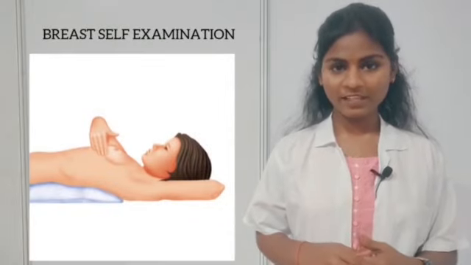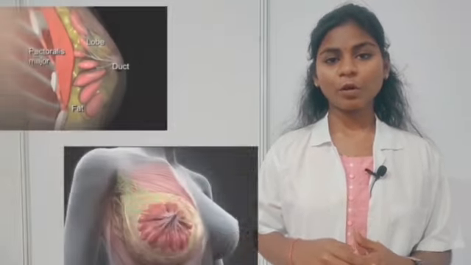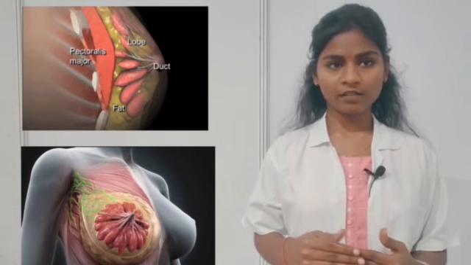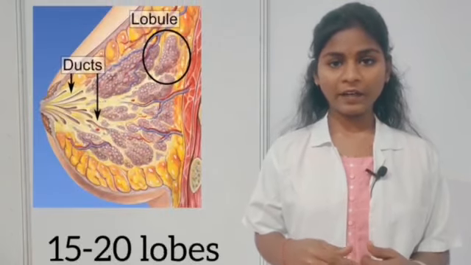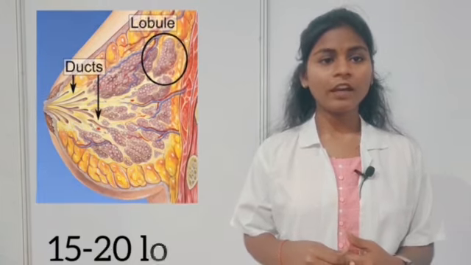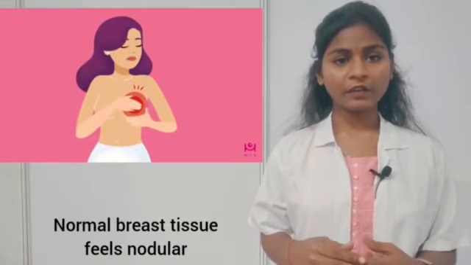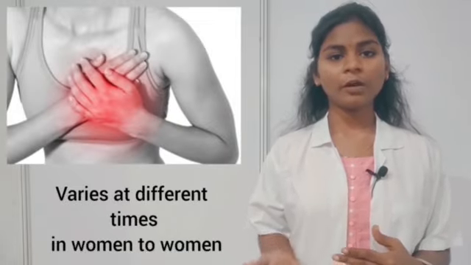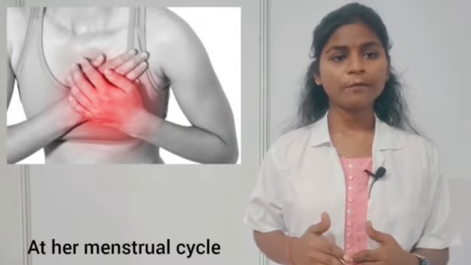We will cover today's breast self-examination. Breast tissue is composed of fatty tissue, connective tissue, milk glands, and milk ducts. Each breast has 15 to 20 sections called lobes. Normal breast tissue often feels nodular and varies at different times, from woman to woman, across the menstrual cycle.